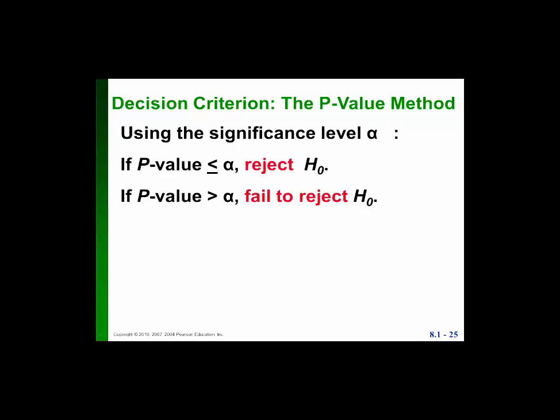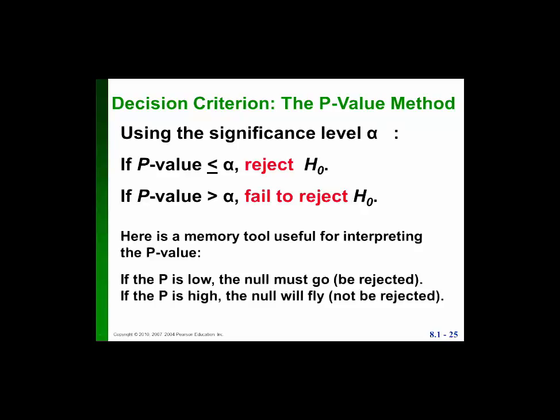And here's a memory tool, but it isn't really useful for me. Let me read it and I'll tell you why. If p is low, the null must go. Well, must go and be rejected. I got that, no problem. But if p is high, the null will fly. That confuses me because I want to go fly away. And that would be the same as must go.